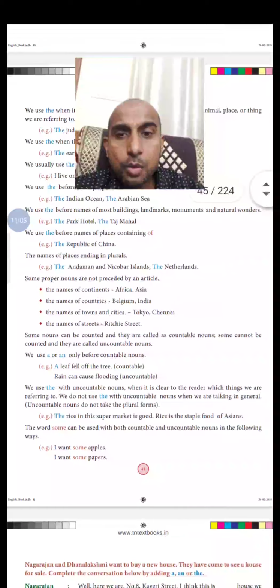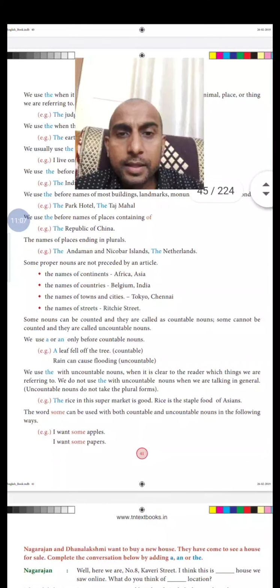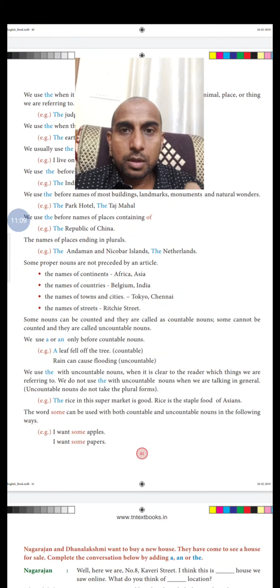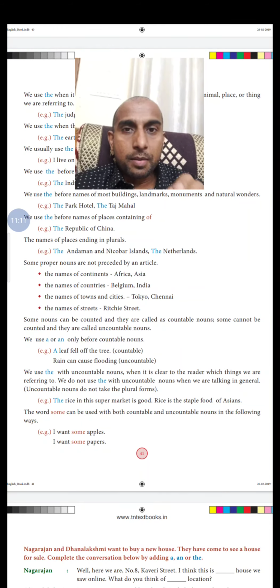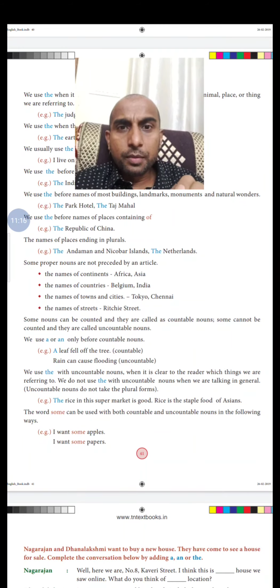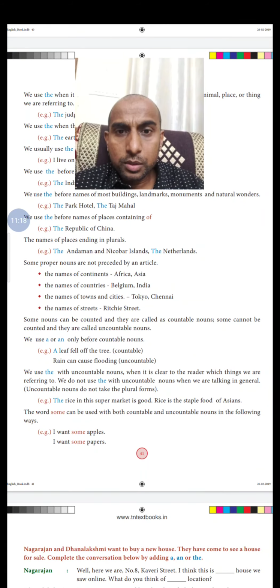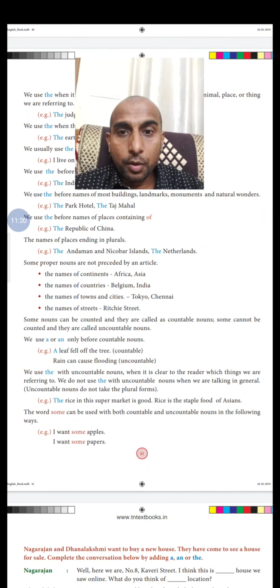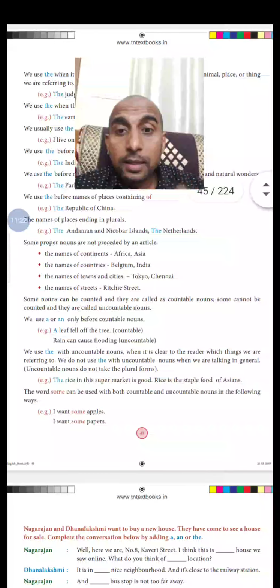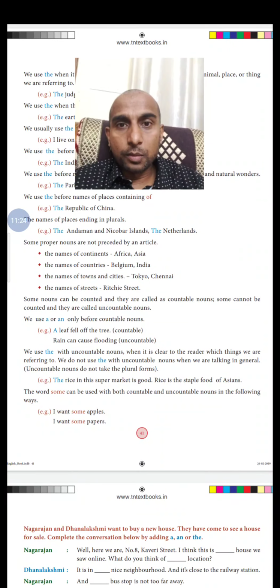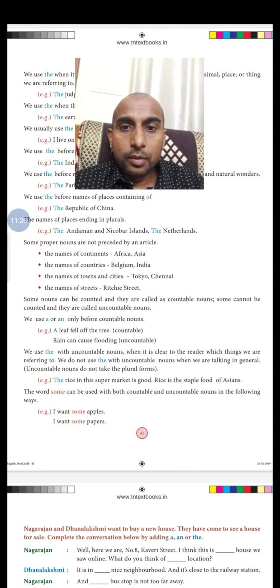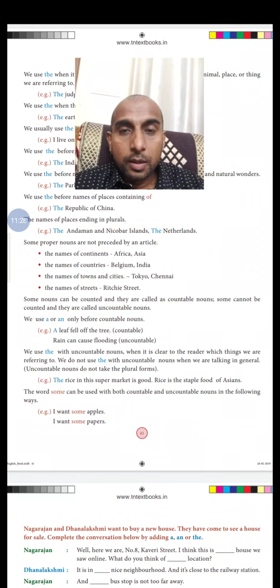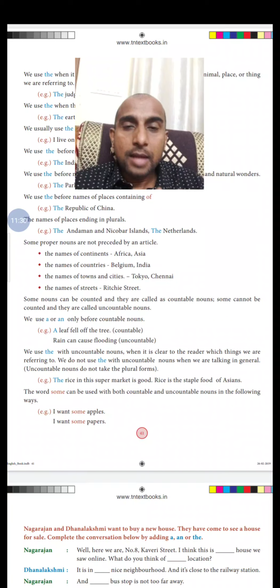And some nouns can be counted and they are called countable nouns. The noun is a naming word, name of a person, place, animal, or thing. So nouns which you can count are called countable nouns, and those you can't count are called uncountable nouns. So we use a or an only before countable nouns. That's where you use a or an. The only thing to distinguish between a and an is that you use an before a vowel sound and a before a consonant sound.